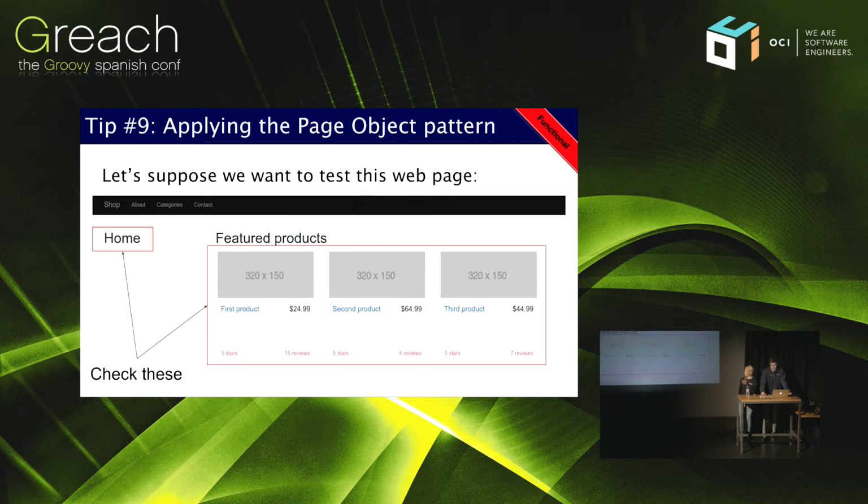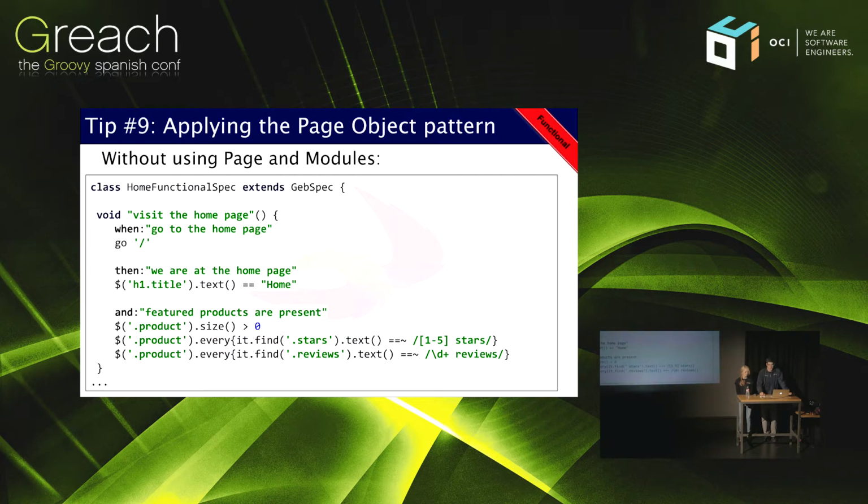Okay, so to show the advantages of this page object pattern, let's suppose we have a web page which we want to test. We want to check the existence of some elements in the page, a set of products and a title. The web page simulates the page of an e-commerce site. So without using this pattern, a Geb test has this aspect. As you can see, the navigation URL and the element selectors are written explicitly, and we have to make a greater effort to understand what each line is representing, and if we want to make another test which involves the same page and elements, we have to repeat the code.